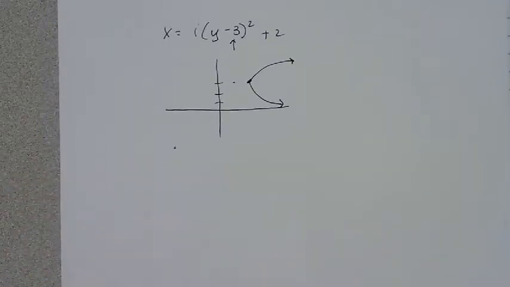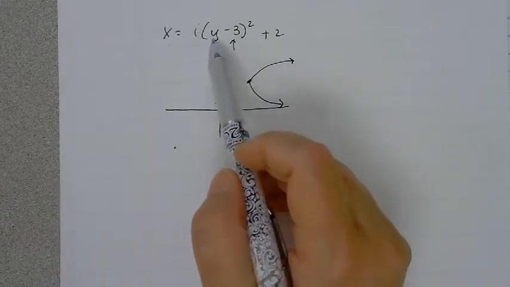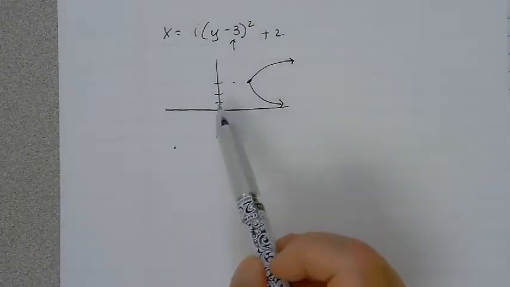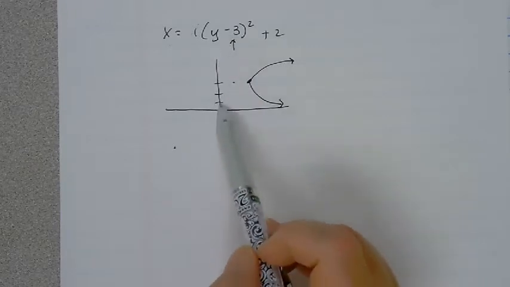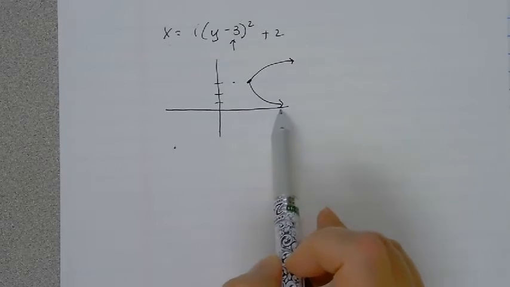We won't do a lot of these, but I just wanted to make you aware of what happens. Let me make sure you can see this. The y minus 3 means I'm going to move up 3. The plus 2 means I'm going to move over to the right. So it opens like this.